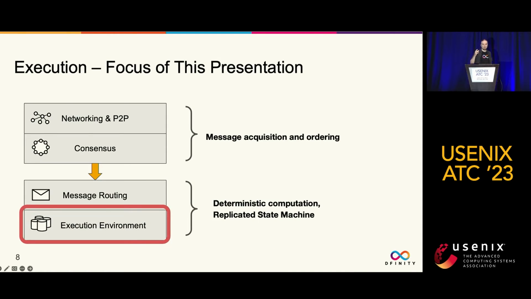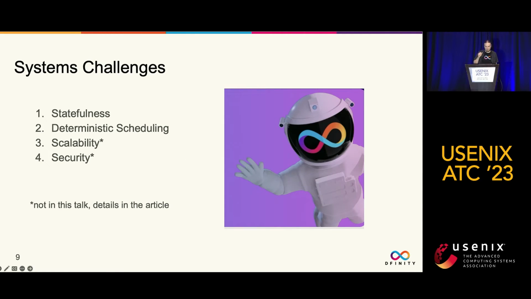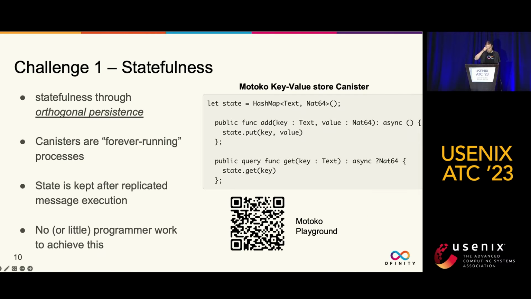Okay, now going into the meat of this presentation, as I said, it's about the efficiency part. So I'm going to talk mostly about the execution environment, and in more detail about 2 of the 4 challenges that the paper presents. The first one is statefulness, and the second one is deterministic scheduling. So let's talk about statefulness.